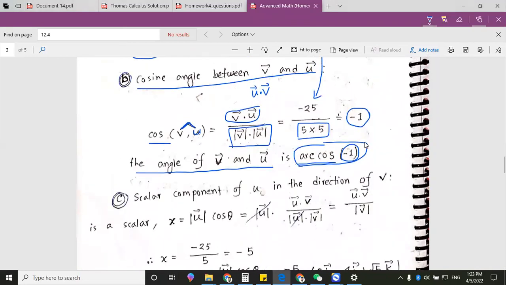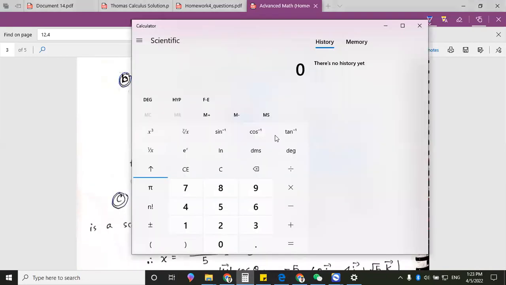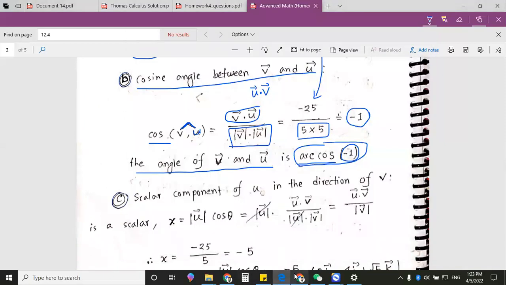I see. Okay. Minus 1, and then cos inverse. I need a scientific calculator to find the value. Okay, like minus 1. This makes some kind of problem.